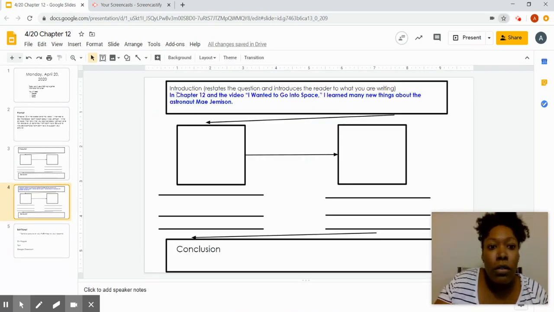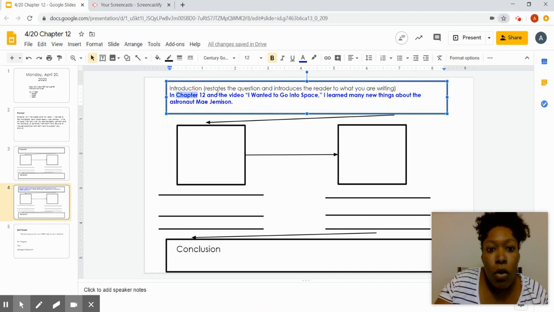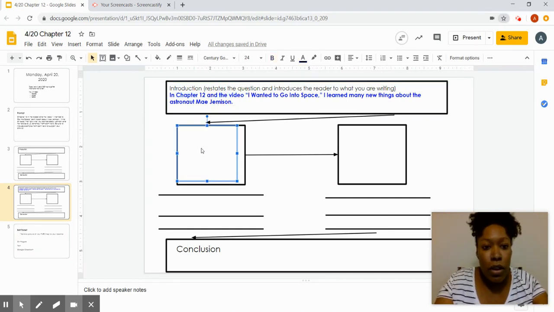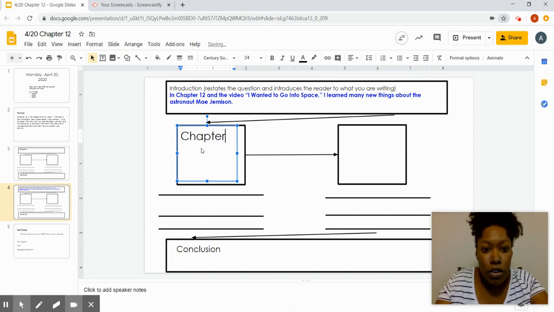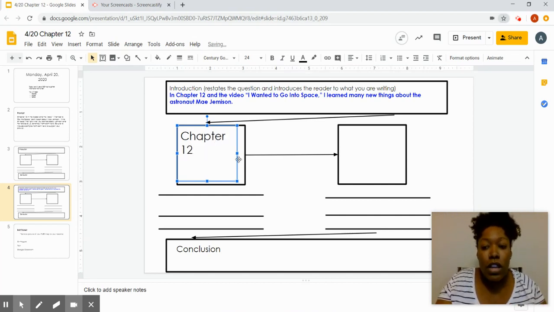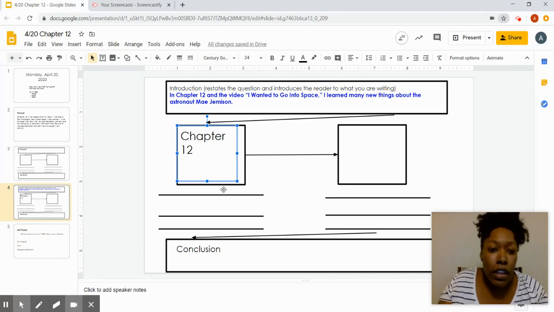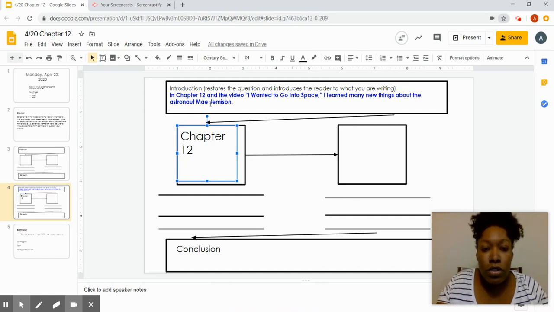So now I know that I'm going to use chapter 12 and I'm also going to use the video. So for this box, I'm going to focus on chapter 12 first. Today, in this lesson, we're only going to look at chapter 12 and then tomorrow you'll look at the video. So right now we're going to see what information we're going to get from chapter 12 that we can tell our reader that we learned about Mae Jemison. So go ahead and pause the video here and make sure you have your introduction and your first box done.